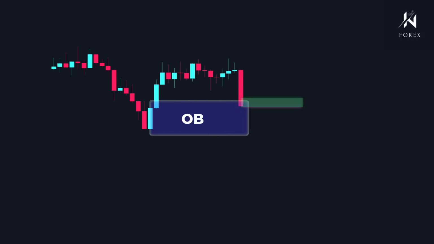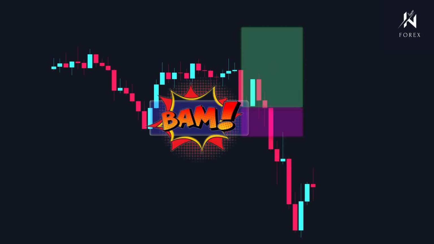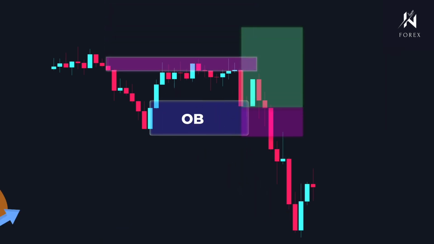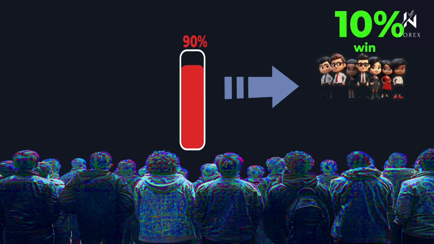You enter a perfect trade setup, confident, then bam, the market reverses. Sound familiar? Banks already knew your move and used it against you. That's where order blocks come in, the secret zones where big players trade. Master them, and you shift from the losing 90% to the winning 10%.